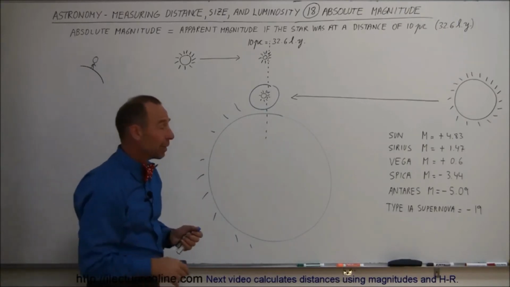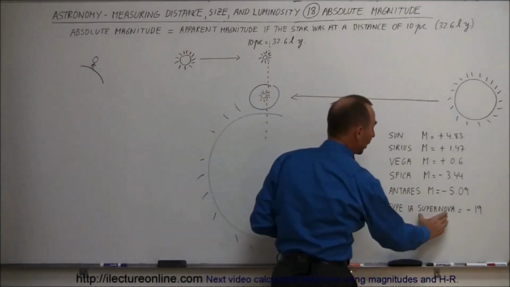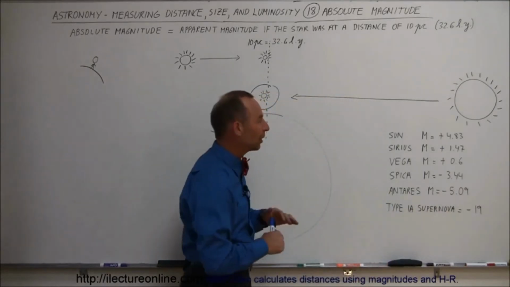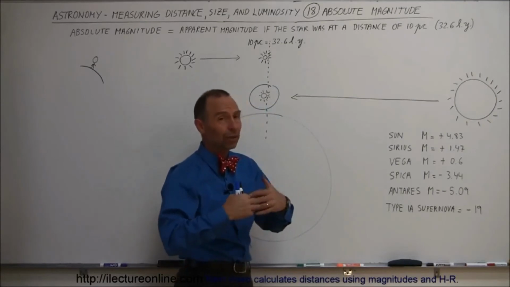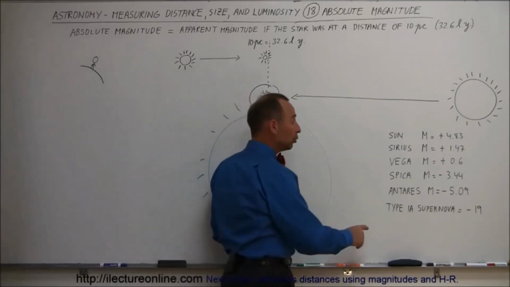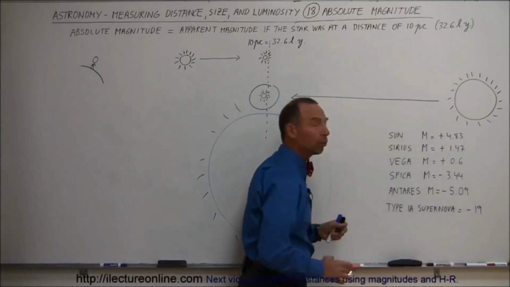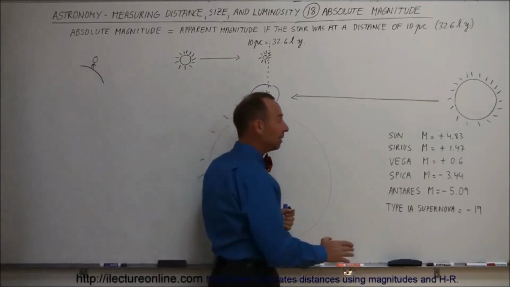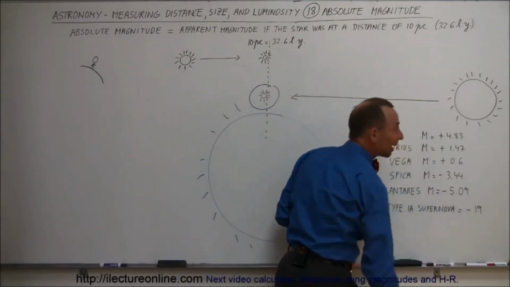And then as a final comparison, take a look at how bright a supernova is, a type 1a supernova. You may not know yet what a type 1a supernova is. It's actually a white dwarf that explodes, but we'll get into that in a later video. But notice the brightness of one of those explosions. When a star explodes in a supernova explosion, at that time, it has an absolute magnitude of -19.